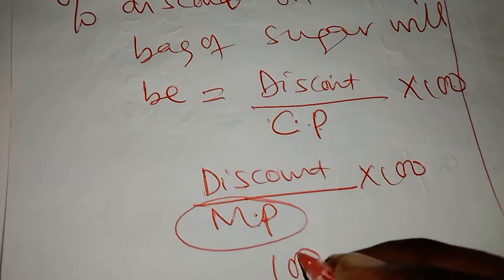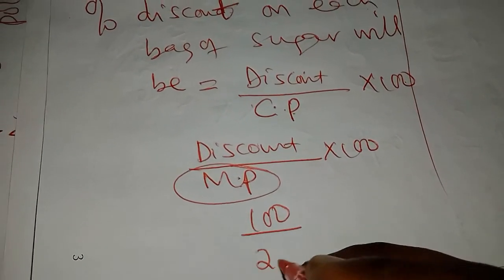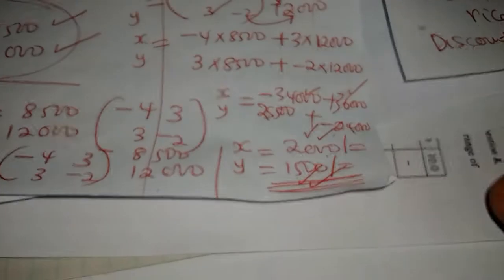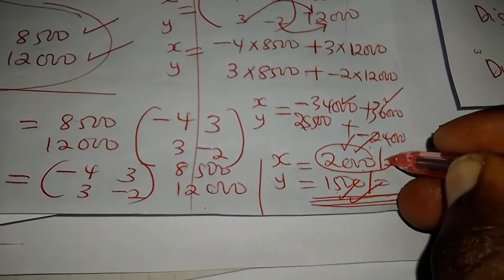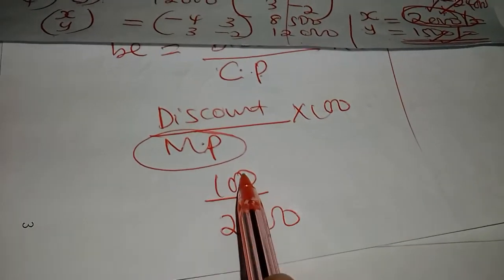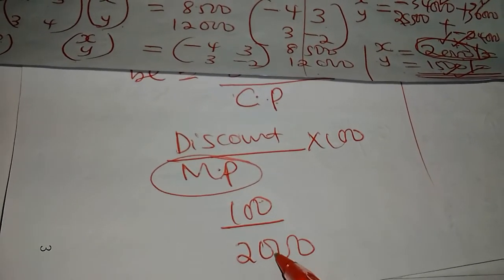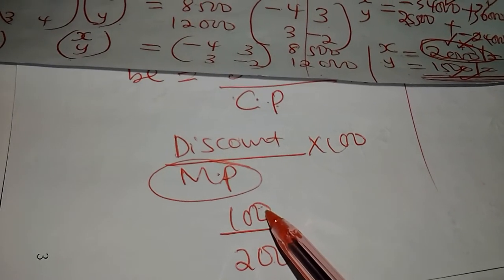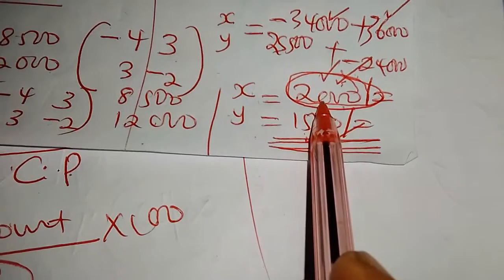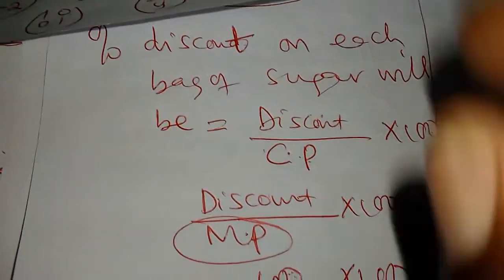So discount is 100 over marked price, which is actually 2,000, because each bag of sugar was costing 2,000. So that is like the marked price, before a discount of 100 Kenyan shillings gets given. That means this person is buying one bag of sugar at not 2,000 but at 1,900. You see. So 100, the discount given, over the marked price, the initial price which is 2,000, then multiply by 100, we shall get the discount given on each bag of sugar.